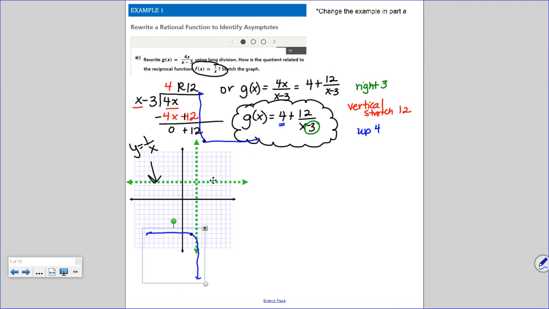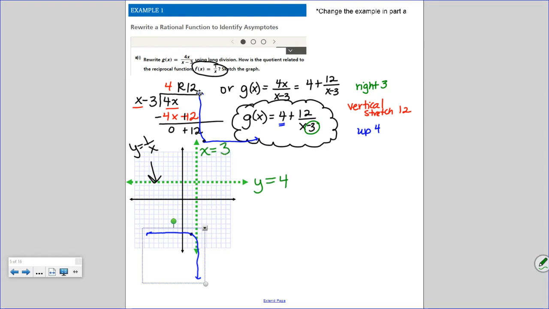That really changes my asymptote. So there was an asymptote at y equals 0, but now there's an asymptote at y equals 4. And there was an asymptote before at x equals 0, but now it's been shifted to the right, so it's at x equals +3.